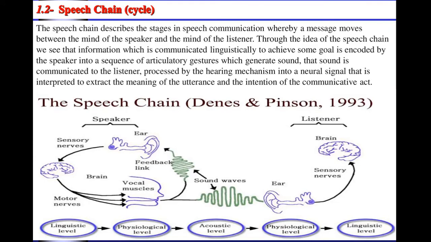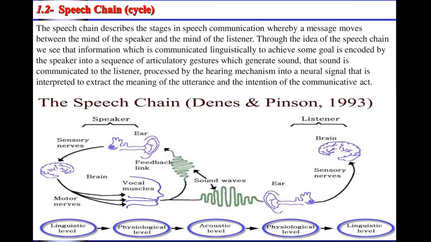The first stage in the production of speech is the linguistic level, that is inside the mind. We have prior knowledge of the language that we are going to use in communication. First, in the brain, we think of an idea or something that we are going to talk about. Then, from the linguistic level in the brain, we send a message using our motor nerves to the vocal muscles in order to produce speech.